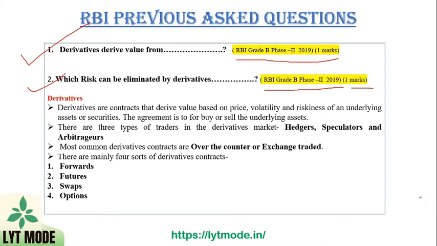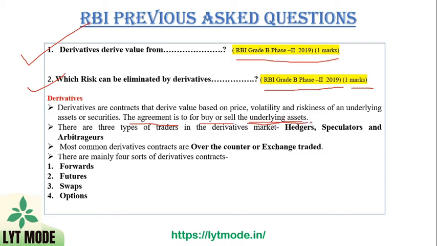It derives value from the underlying assets, and this agreement is to buy or sell that underlying asset. So what can these underlying assets be? This can be a stock, bond, commodity, interest rate or currency exchange rate. Derivatives basically derive their value based on the price, volatility, that is the movement of price, and riskiness of an underlying stock, bond, commodity, interest rate or currency exchange rate. This agreement is to buy or sell the underlying asset. So I hope you get the answer to the first question: derivatives derive value from the underlying asset.